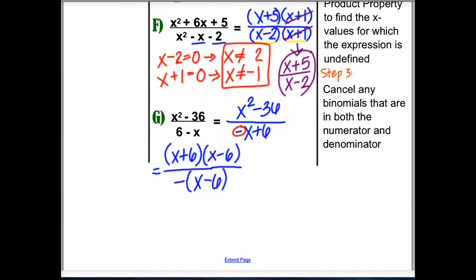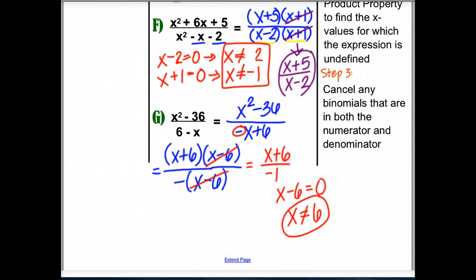And so then I can say, well, I know that if x minus 6 equals 0, it'll be undefined. So x cannot equal 6. And then when I look here, I can cancel the x minus 6's, which would leave x plus 6 over -1, which, because you're dividing, you can also stick the negative out front if you wanted to, but I would rather see you leave it like this.